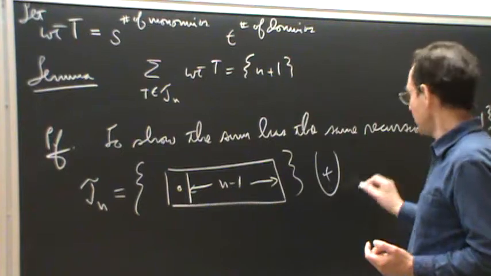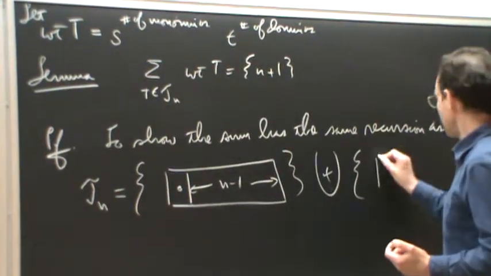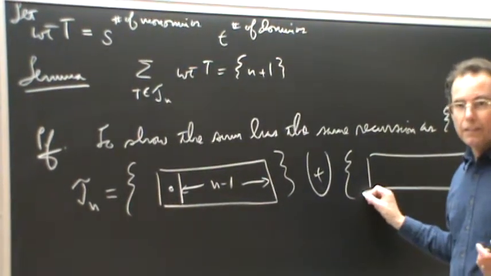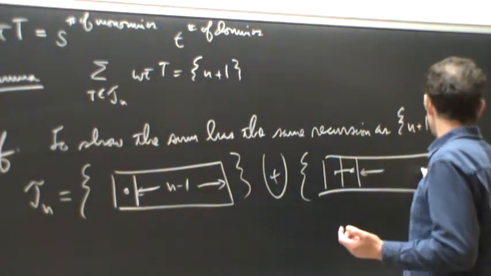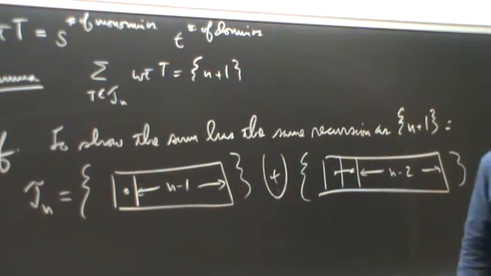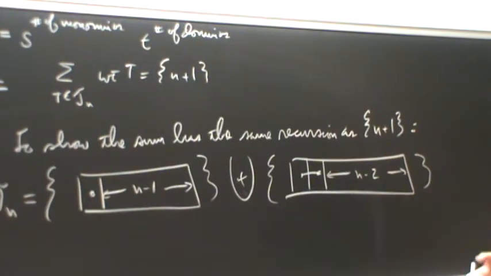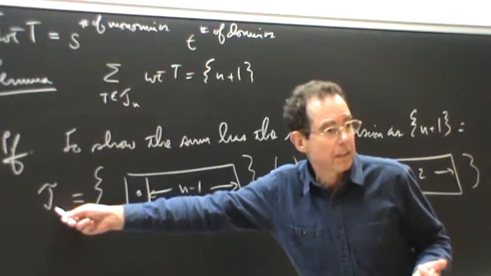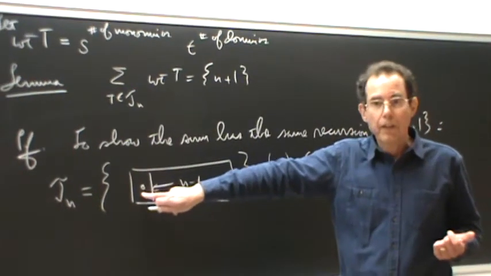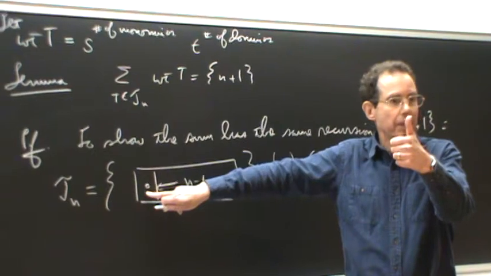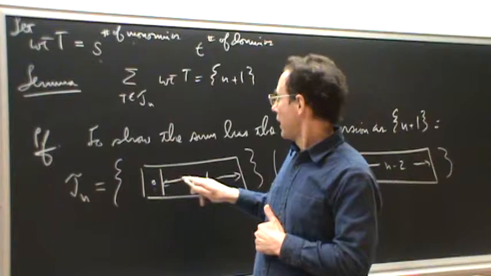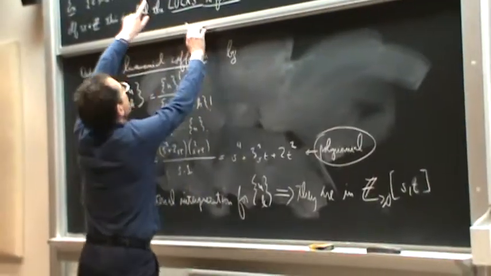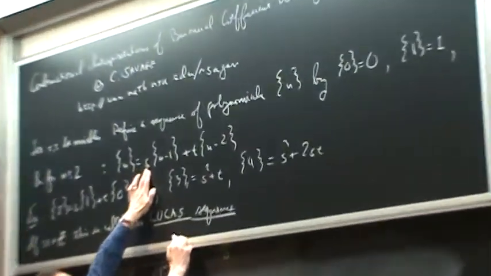Together with disjoint union, what are the only other types of tilings they can have? Those that start with a domino, right? We only got 2 types of tiles, in which case for the rest of them, there's n minus 2. And now we're done. Think about it. It says that the generating function for this is, well, the generating function for a single monomino would be what? S, right? S is the weight for monominoes, times the generating function for the n minus 1 guys.